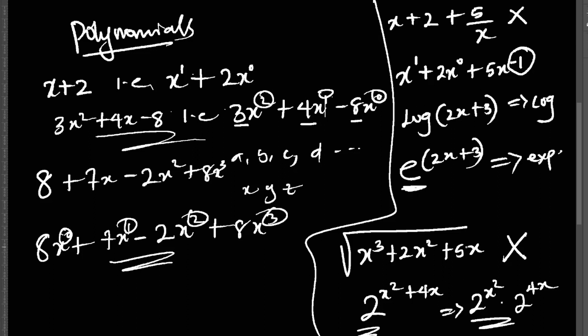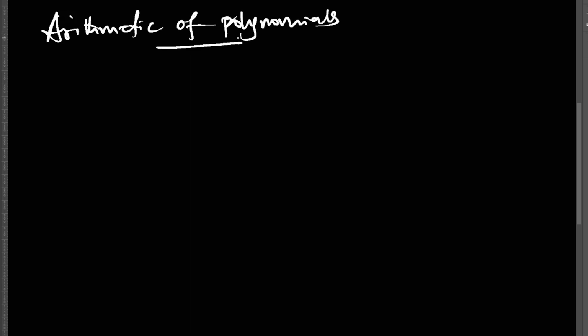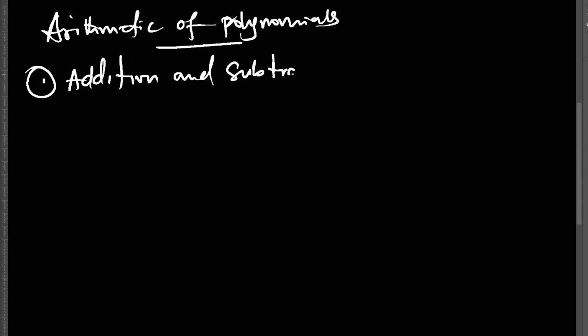Now that we understand expressions that are not polynomial and the ones that are polynomial, we can move on to the next area of polynomial, which is arithmetic of polynomial. So when you talk about the arithmetic of polynomials, we talk about carrying out algebraic processes on polynomials. That is the additions, subtractions, and the multiplication. So if you want to carry out addition or subtraction of polynomials, how do we go about it?